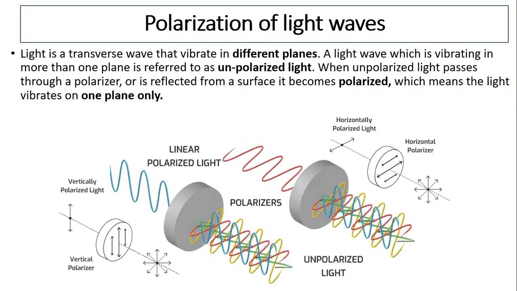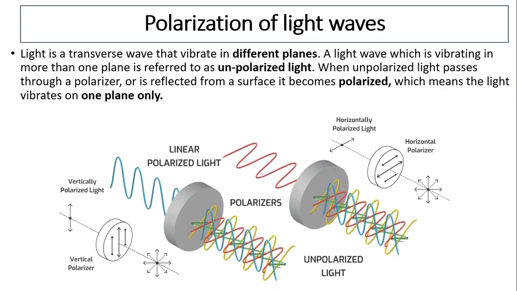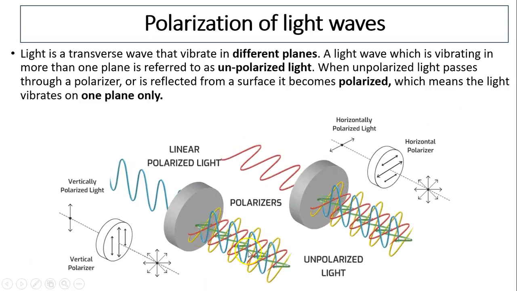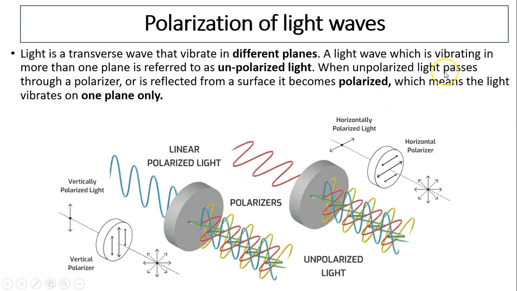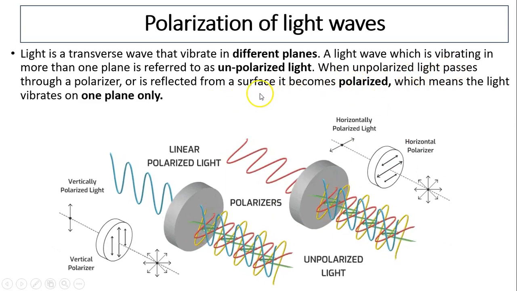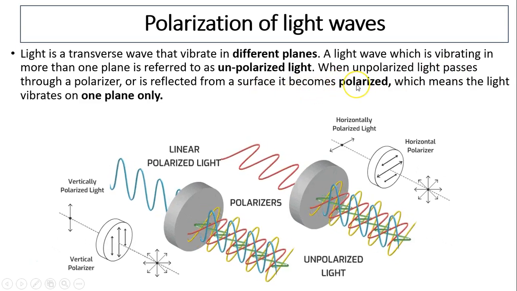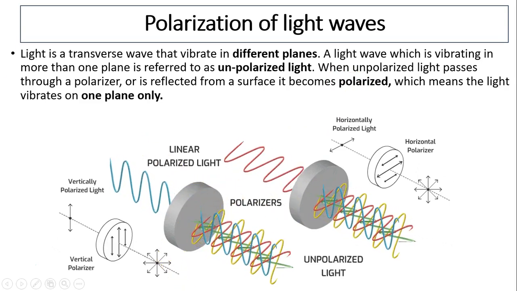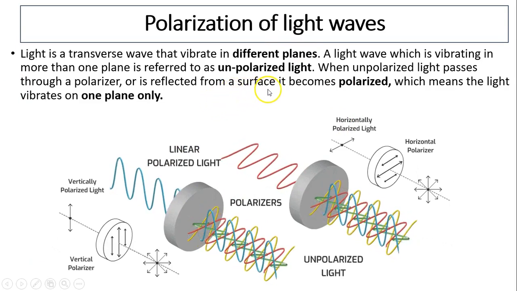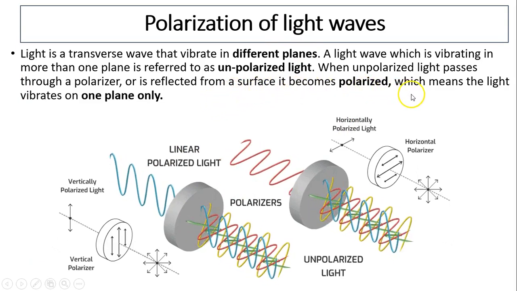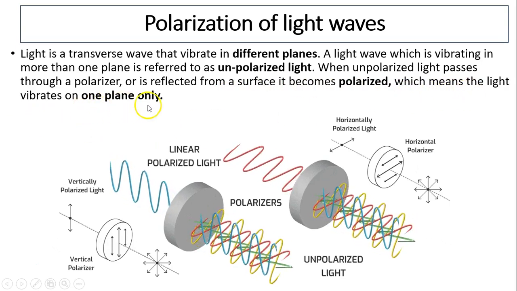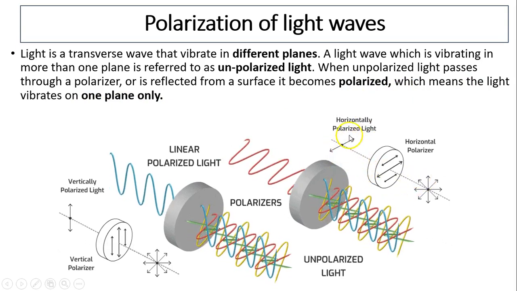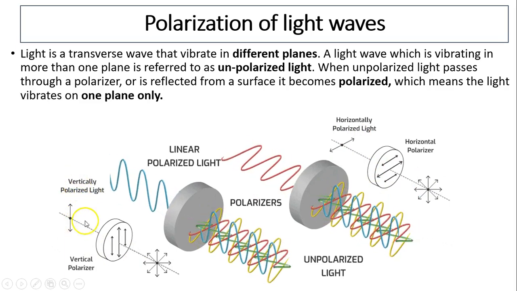Next topic is polarization. We talk about light being a transverse wave. Actually, light vibrates in different planes. So this is originally light right over here. A light wave which is vibrating in more than one plane is referred to as unpolarized light. When unpolarized light passes through a polarizer, such as this gray disk, or is reflected from a surface, it becomes polarized, which means the light vibrates in one plane. So polarized light vibrates in one plane. In this case, it's vibrating in the horizontal plane. In this case, it's vibrating in the vertical plane.